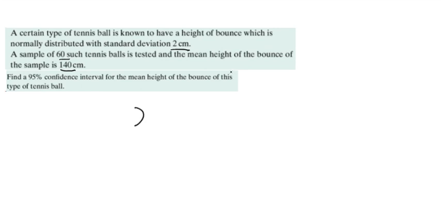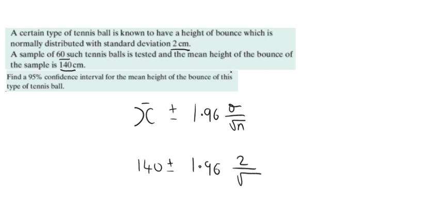So it's going to be just putting it into this formula again: x bar plus or minus 1.96, and then the standard deviation over root n. So x bar was 140, plus or minus 1.96. The standard deviation here is 2, over the square root of 60, because we tested 60 tennis balls. So that's going to be it.